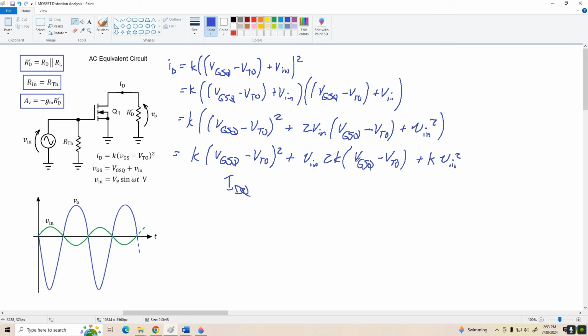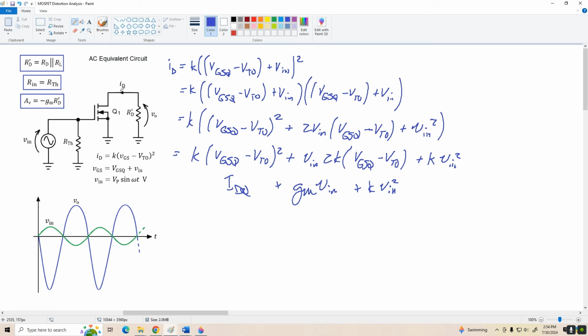And 2K(VGSQ minus VTO) is the transconductance. So what we've got is IDQ plus gm times Vin. This is the normal analysis that we've done. The transconductance times Vin is the AC drain current, and we've got a quiescent drain current, plus we've got K times Vin squared. That's our extra term here.